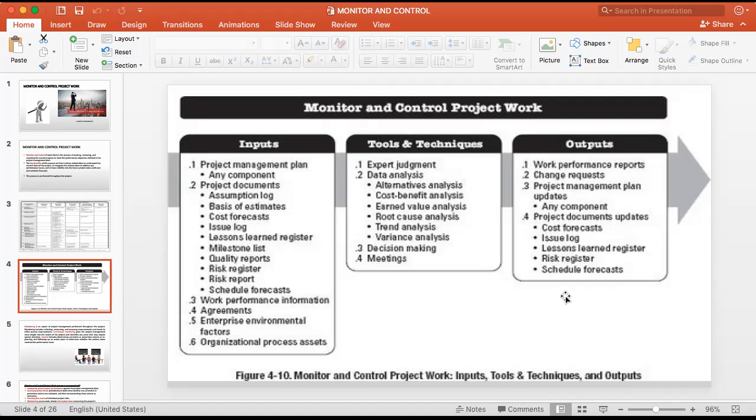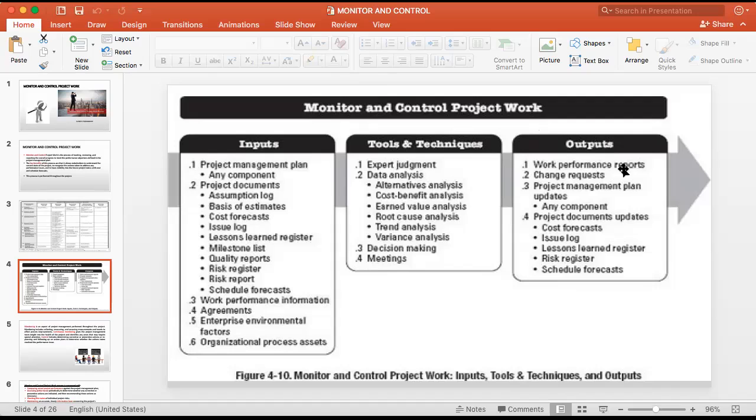and decide on analytical techniques. They can carry out data analysis and different analytical techniques, such as alternative analysis, cost benefit analysis, earned value analysis, root cause analysis, trend analysis, variance analysis, or regression, or whatever. They can also do reserve analysis, though it is not mentioned. They will carry out all these things and have some meetings to take the decisions. That is what we call tools and techniques.